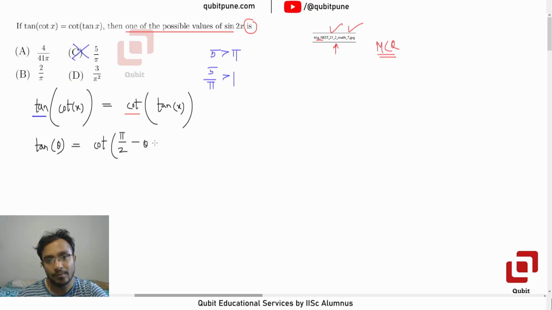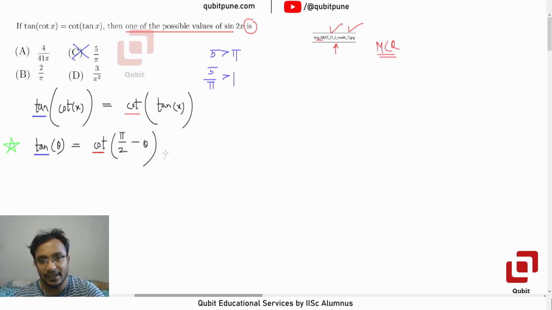minus theta. If you don't know this formula, you can verify it using tan as sine upon cos and cot as cos upon sine. You can do that. Now, why is this identity useful here? Why not any other identity? Look, this is tan and this is tan, and here on the right side we have got cot and we have got cot here. Now there is one more thing that I would like you people to note. You will realize the significance of that at a later stage, and that is because of the periodicity.